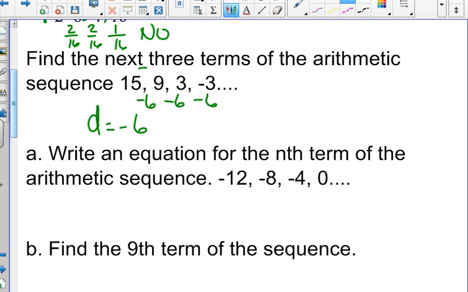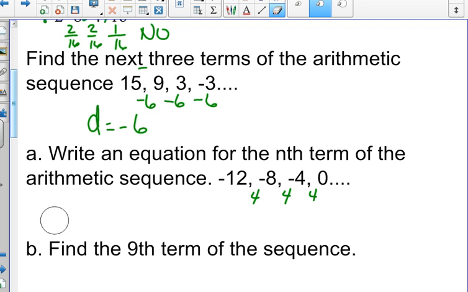Now write an equation for the nth term of the arithmetic sequence. In order to do that, you have to find the common difference. So you're going to go -8 minus -12 is 4. -4 minus -8 is 4. 0 minus -4 is 4. So that is the common difference. Now our equation for an arithmetic sequence is the nth term equals the common difference times the term plus whatever.